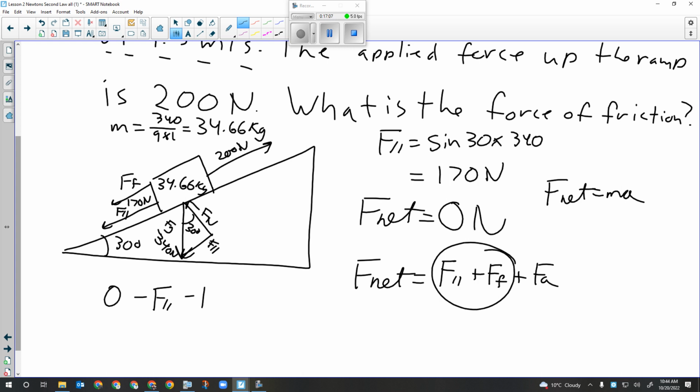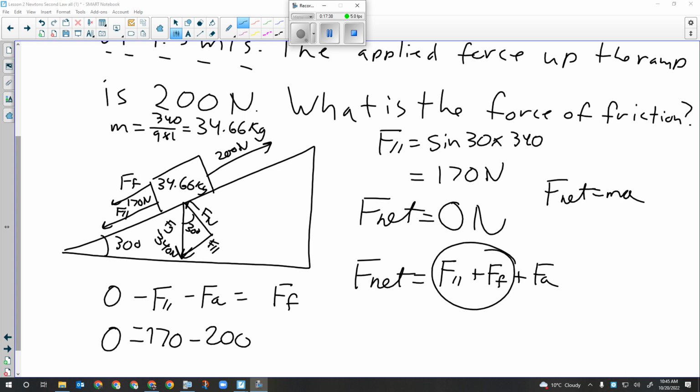We'll get there. Not there yet. Okay? Minus the applied force equals the force of friction. Now I can put in all my numbers, so 0 minus 170 minus 200. That one has to be negative. Why does the 170 have to be negative? Because 0 subtract anything just means... No, I went 0 minus negative 170.